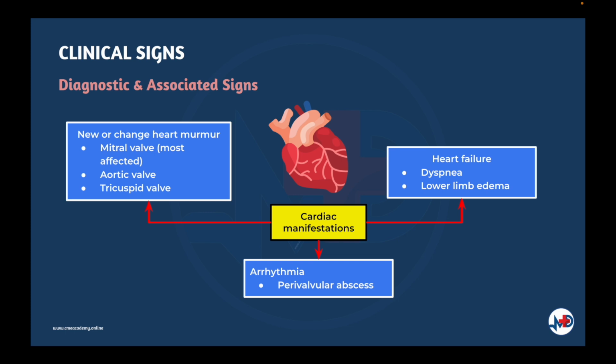Besides heart murmur, heart failure can occur as well due to valve insufficiency, where patients present with dyspnea and lower limb edema. Lastly, arrhythmias can occur, hence perivalvular abscess should be suspected.